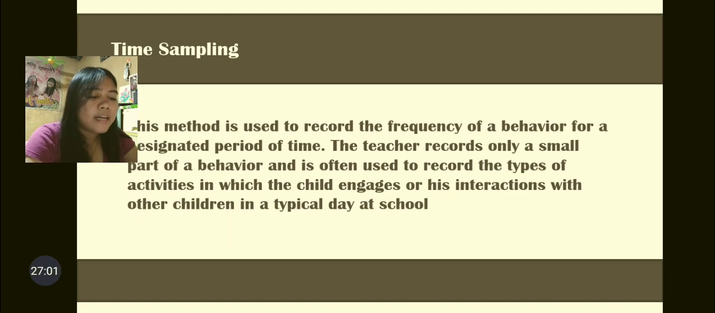So the format, an example of time sampling, we have the format of this. You're going to write the child's name, age, location, date and time, observer, your name, and the teacher's name, the one who is observing, and the type of development observed. So what kind of development you are going to observe. For example, the behavior.